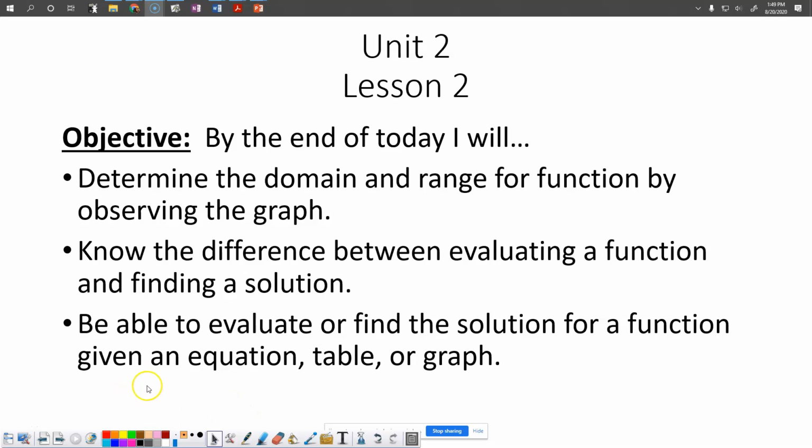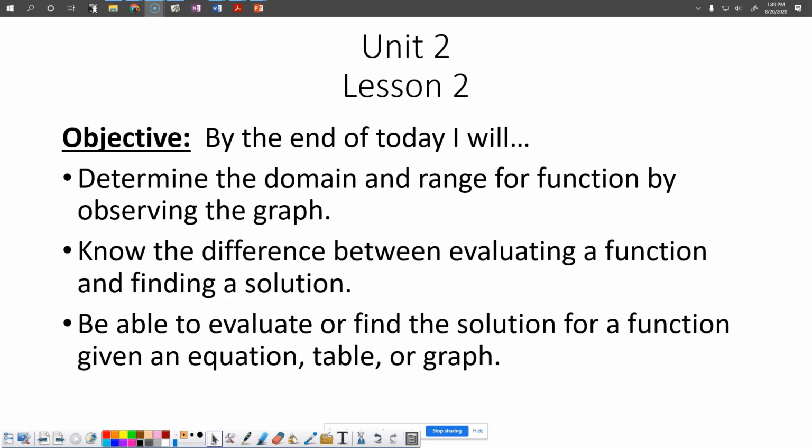Alright guys, so lesson 2. Today we're going to talk about domain and range and how you can tell what the domain and range of a function is by looking at a graph. From last class, you might recall domain is all the possible values of x and range is all the possible values of y. So you can get a nice idea of what the answer is by looking at a graph.